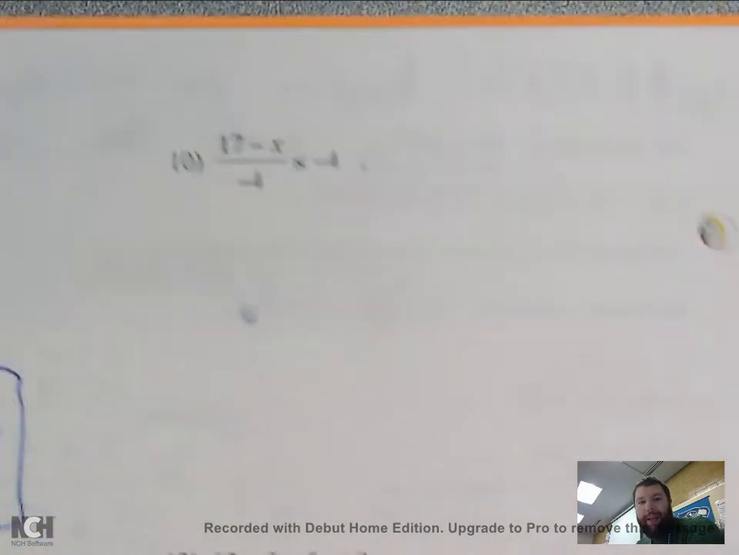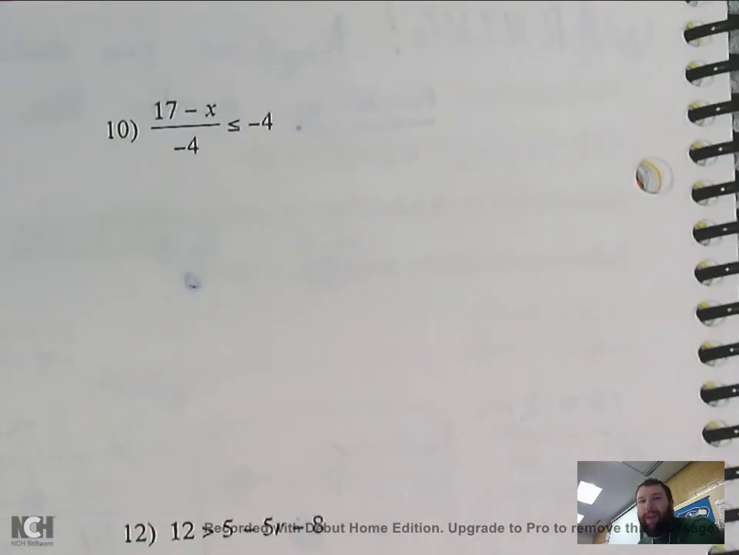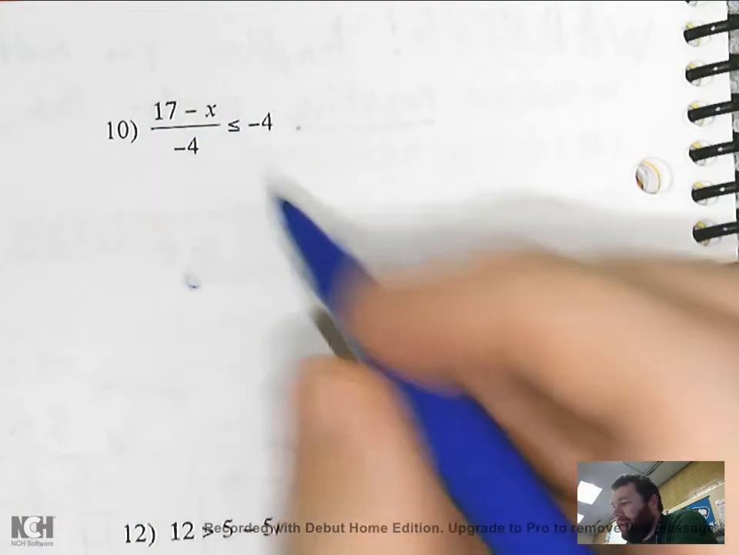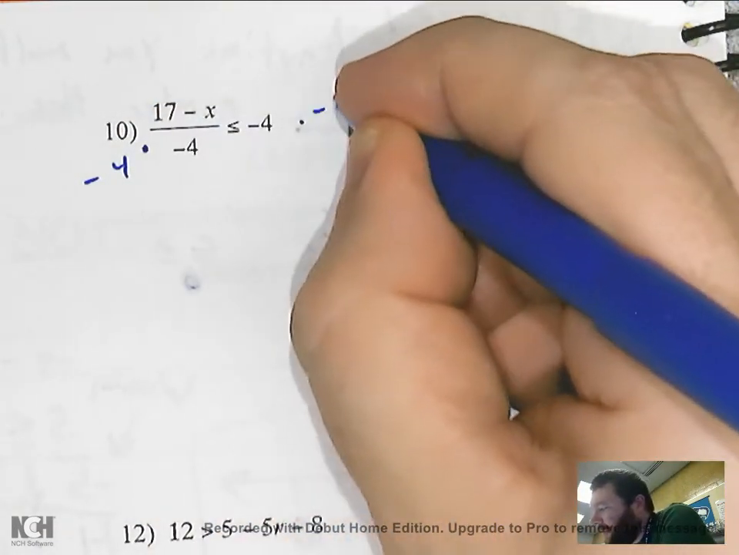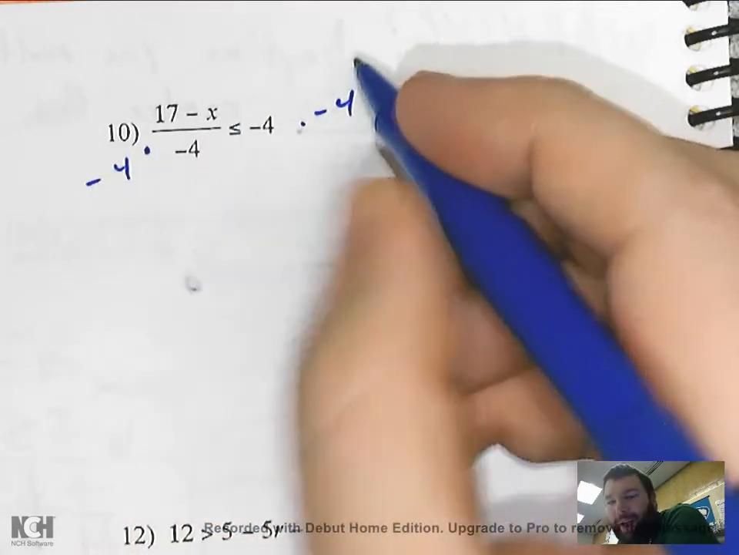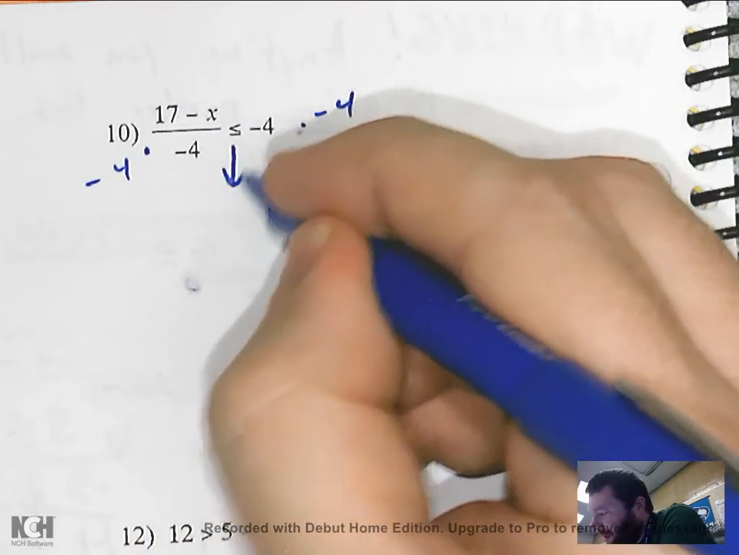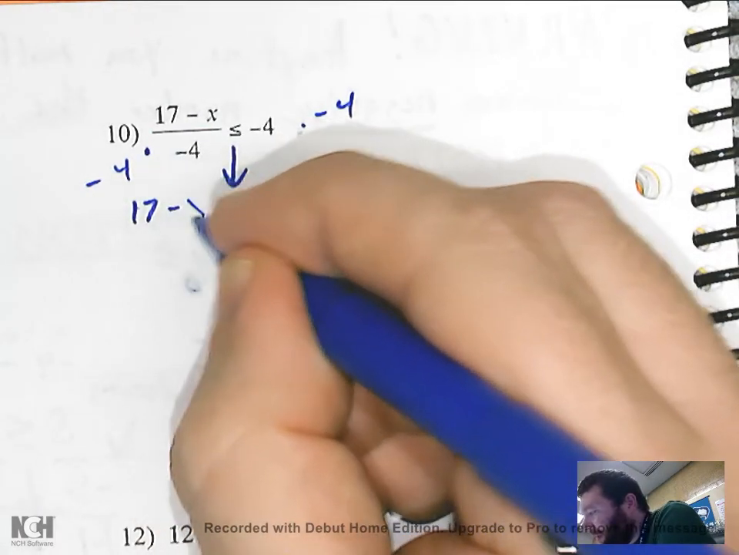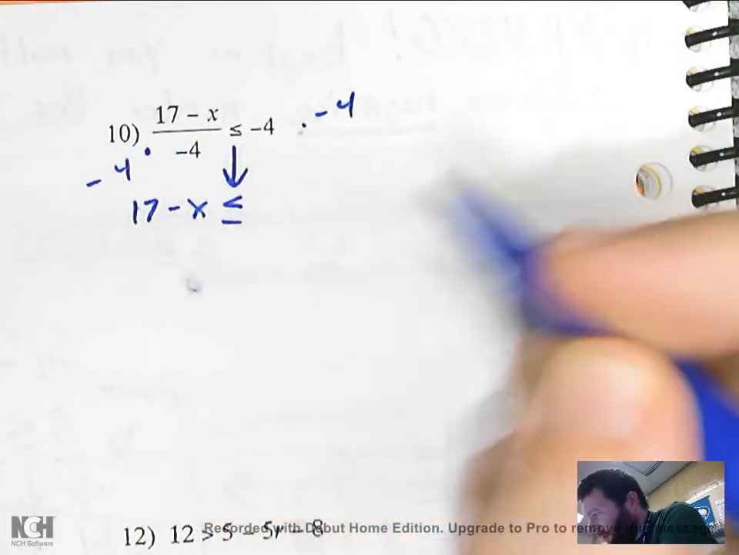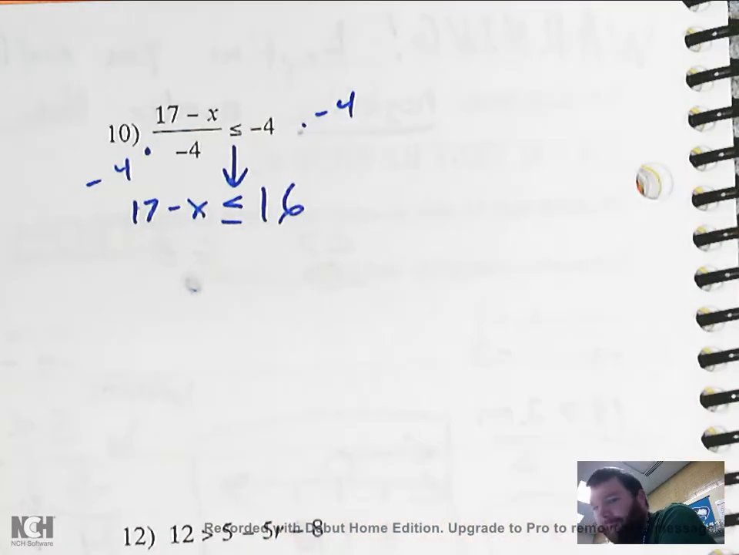Okay, number 10. This one, we've got a creeper, right? It's underneath the entire problem, so we got to get rid of him first. We're going to start by multiplying by a -4. Now I'm multiplying a negative to each side, so warning, I've got to flip the inequality sign. It's got to go the other direction. That leaves 17 minus x less than or equal to positive 16.